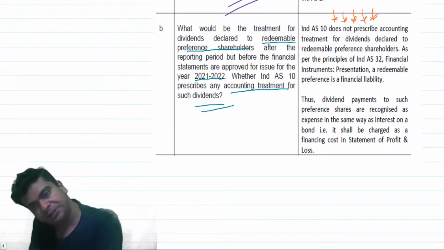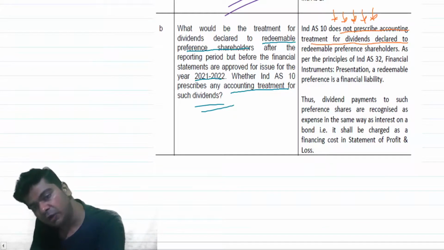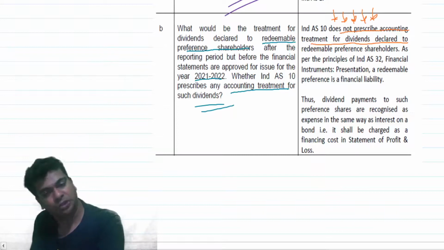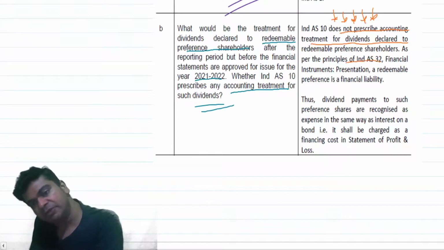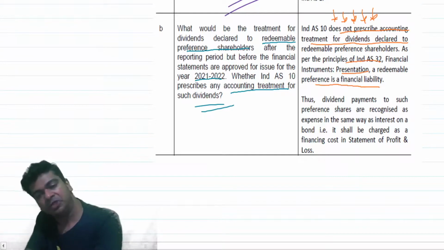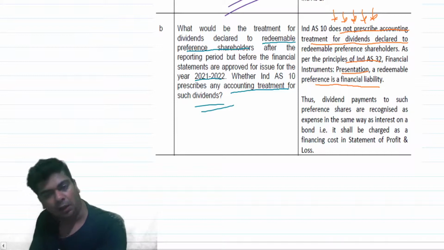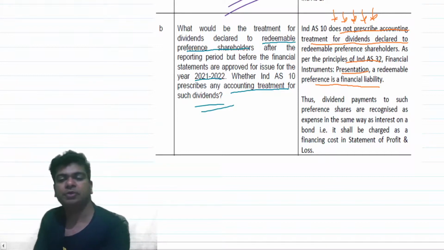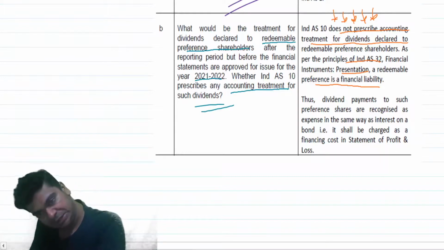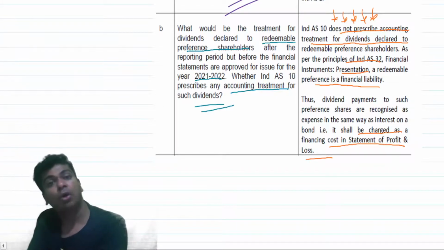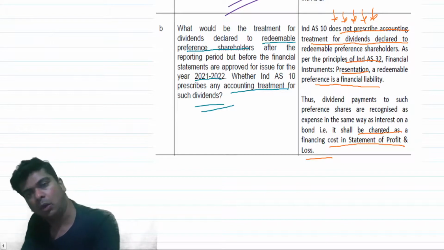Ind AS 10 does not prescribe accounting treatment for dividends declared to redeemable preference shareholders. As per principles of Ind AS 32 Financial Instruments: Presentation, a redeemable preference share is a financial liability. Thus, dividend payments to such preference shares are recognized as expense in the same way as interest on a bond. That is, it shall be charged as a financing cost in the statement of profit and loss.